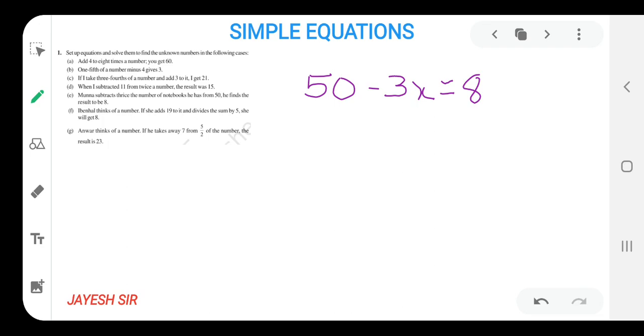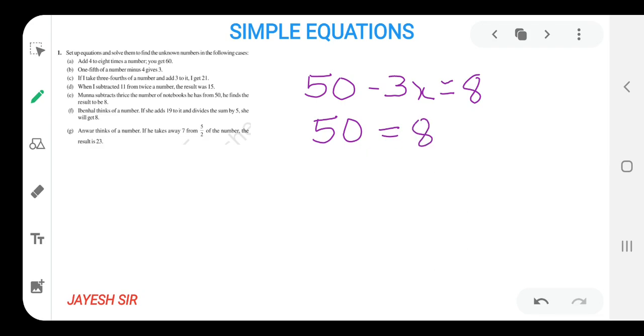How? Munna subtracts thrice the number of notebooks he has from 50. The number written after 'from' will come first, then the subtraction sign, and thrice the number, that means 3x, and the result I am obtaining is 8. I hope you all might be getting it, friends. Now we need to solve. 50 minus 3x equals 8. But here the term having the variable has a negative sign, and we are very much familiar that the term having the variable should have a positive sign. So 50 as it is, equals, as it is after the equal sign, 8 here.